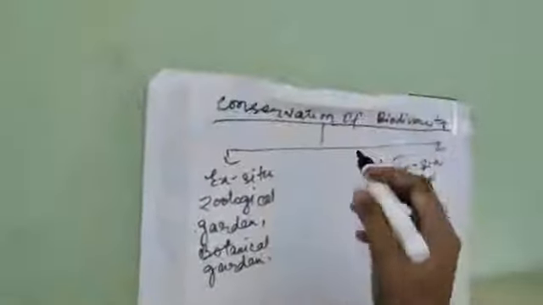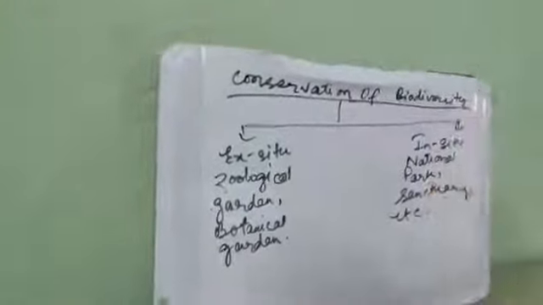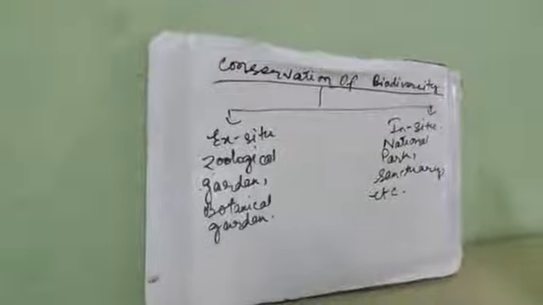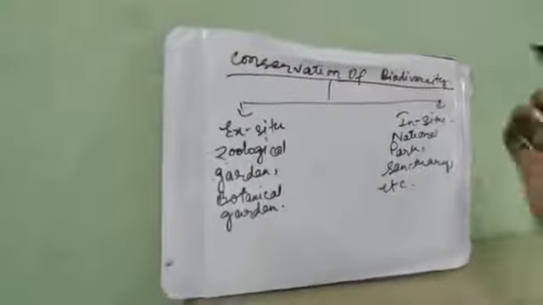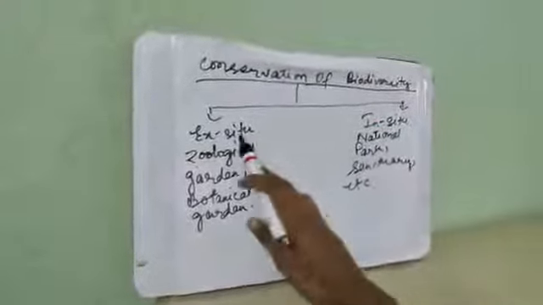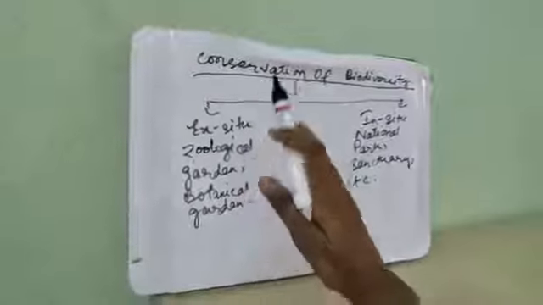The next is conservation of biodiversity. That means how can we conserve the biodiversity? Obviously it is getting affected or depleted, so we need to conserve it. There are two methods of conservation. One is ex situ, another one is in situ conservation. What is ex situ conservation?